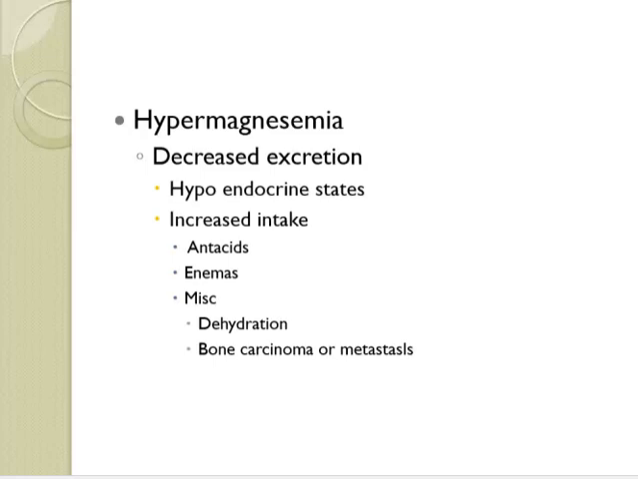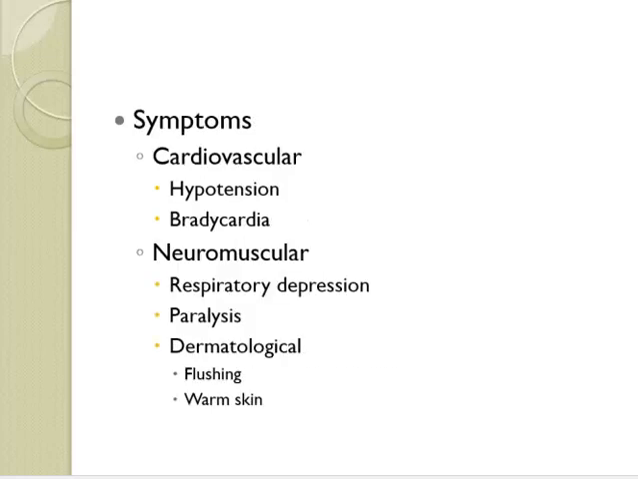Hyper, or increased magnesium, would be the opposite. You would have decreased excretion, hyperendocrine states, or an increased intake of magnesium from sources like antacids and enemas. You could also end up with increased magnesium due to dehydration, bone carcinoma, or metastasis. The symptoms for hyper include cardiovascular symptoms, including hypertension or bradycardia. Bradycardia is a type of abnormal heart rhythm or arrhythmia.